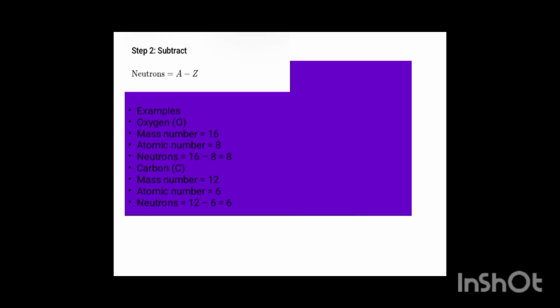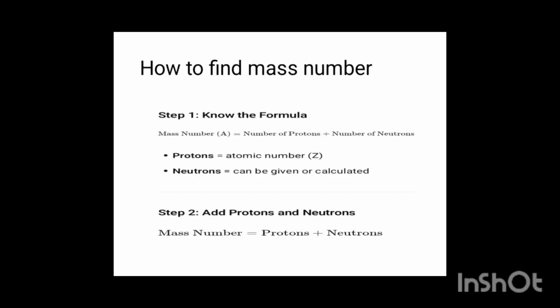For example, oxygen: its mass number is 16 and its atomic number is 8, so neutrons equals 16 minus 8, which gives you 8. Carbon: mass number is 12 and atomic number is 6, so neutrons equals 12 minus 6, which equals 6. How to find the mass number?